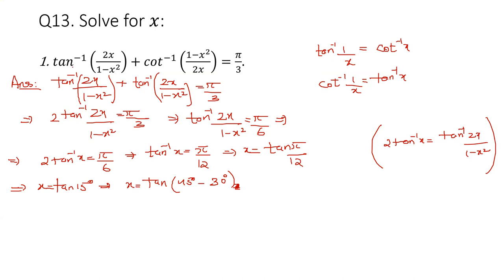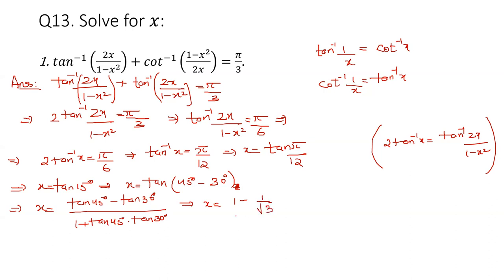Very good, Atif. This is correct. Noma, please let me know if you get the answer. No, Noma, this is not correct. Please check here. So x is equal to tan A minus B is tan A minus tan B by 1 plus tan A tan B. X is equal to 1 minus tan 30, which is 1 by root 3, by 1 plus 1 by root 3. So x is equal to root 3 minus 1 by root 3 plus 1. This is clear, Uma? Yes, sir. Okay, very good.